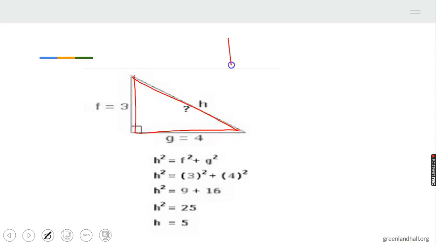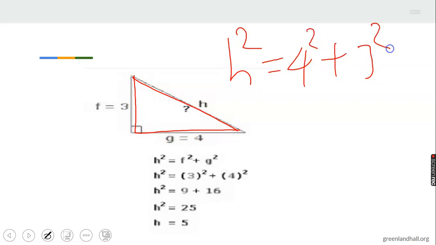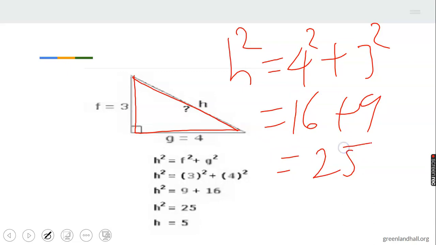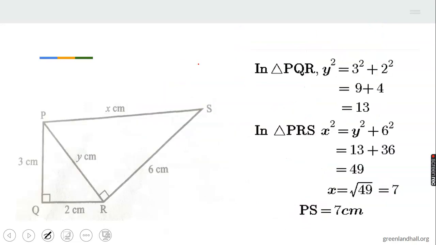Now this time we are looking for the longest side, which is x square equals 4 square plus 3 square, which is equal to 16 plus 9, which is 25. And the square root of 25 equals 5. That means this side equals 5 units.